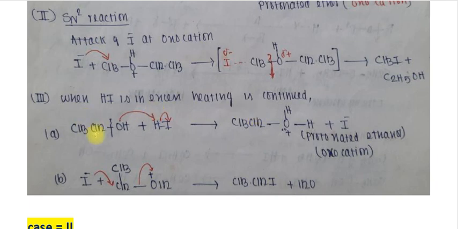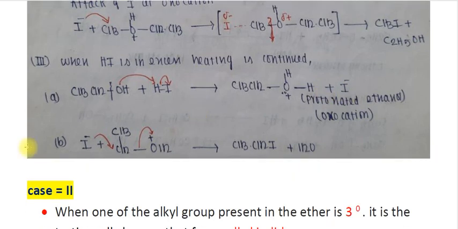The formed product CH3CH2OH plus HI gives a protonated ethanol, or oxocation, CH3CH2OH2 plus I minus. After that, the I minus attacks the CH3CH2OH2 plus, forming CH3CH2I plus H2O.